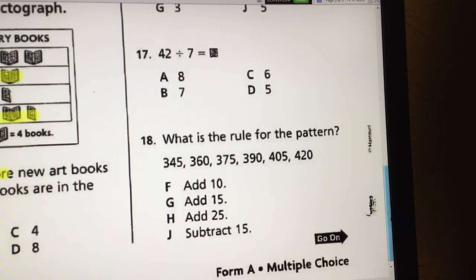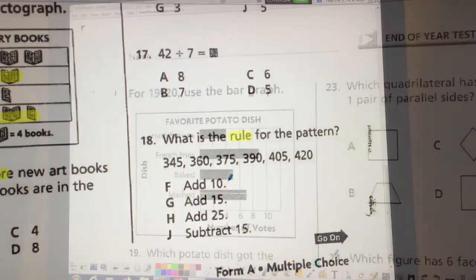Number 18, what is the rule for the pattern? Okay, how do I get from 345 to 360 to 375 to 390 to 405 to 420? Am I going to add 10, add 15, add 25, or subtract 15?